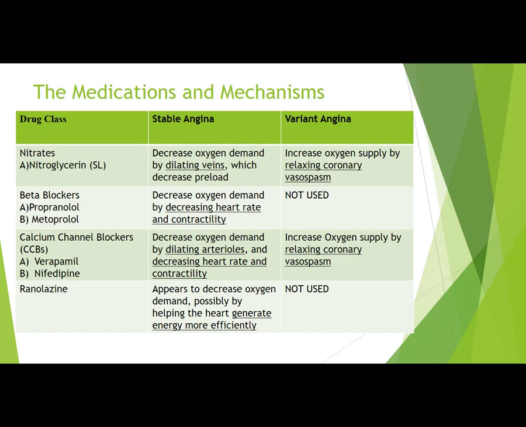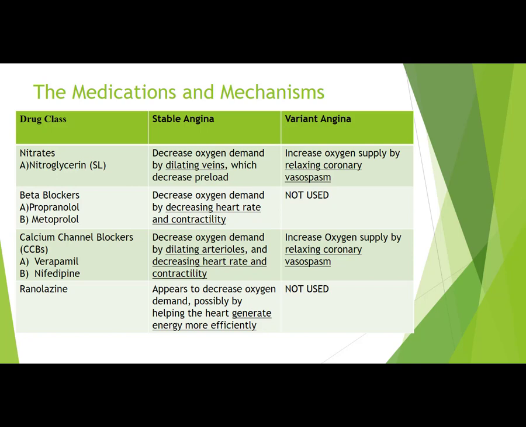Now in stable angina, we use beta blockers because they decrease oxygen demand by decreasing heart rate and contractility. But in variant angina, beta blockers are not used. Make sure you keep that in mind, because you never want to give a beta blocker to someone with variant angina. But in stable angina, it is an option for treatment. Now I'll move on to the calcium channel blockers.